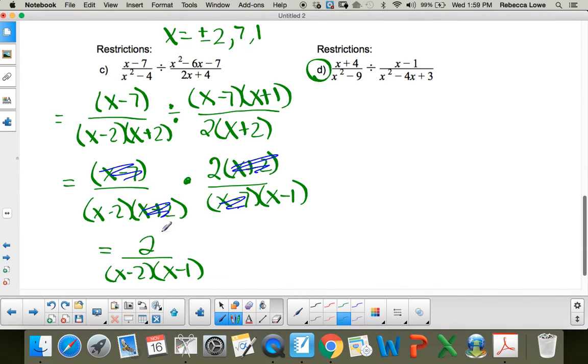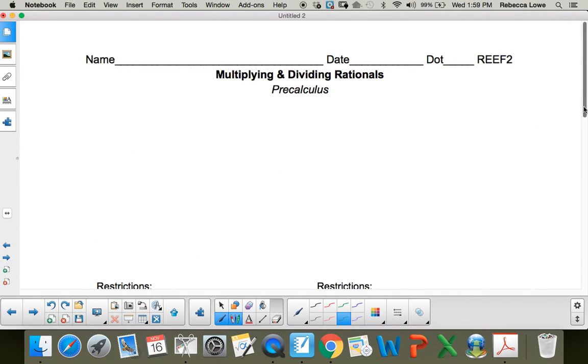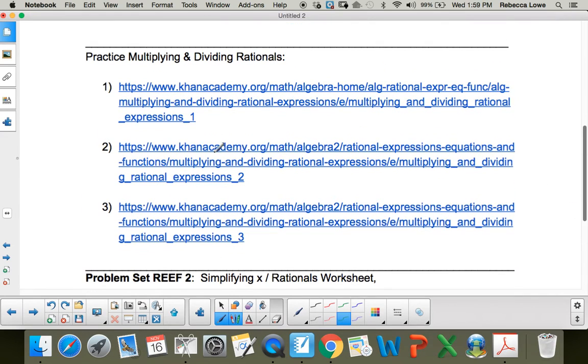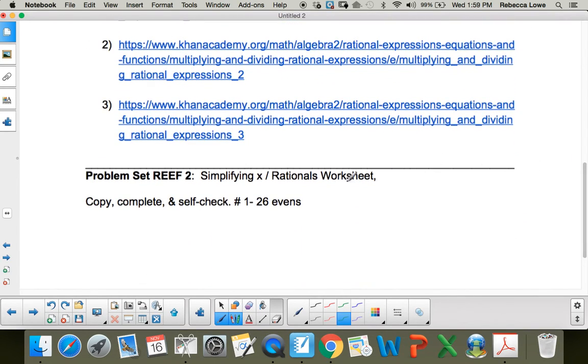All right, you are to do B and D. And then you have lots of resources here that you can use. These are Khan Academy practices, and I strongly, strongly recommend you use them. I will probably be putting a couple of those on the quiz. And there is the simplifying, multiplying, and dividing rationals worksheet. You are to be working on that. You should start now, but you'll also get to work on it in class, and you're going to be doing the evens on those, and that's posted on Canvas. Hope this helped.